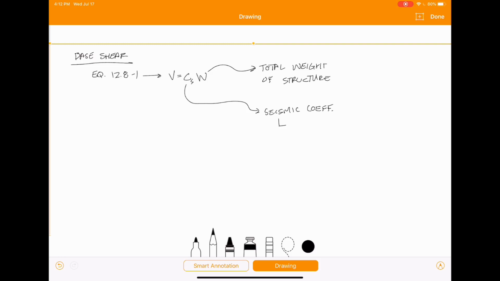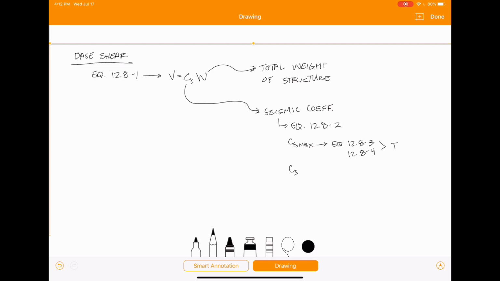And that will be calculated using equation 12.8-2. And there are some limits on this. So Cs max, the max that Cs can be, you're going to get from equation 12.8-3 or 12.8-4, depending on what the period of your structure is.